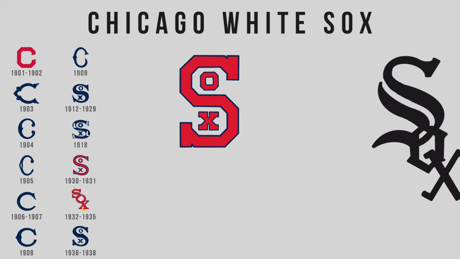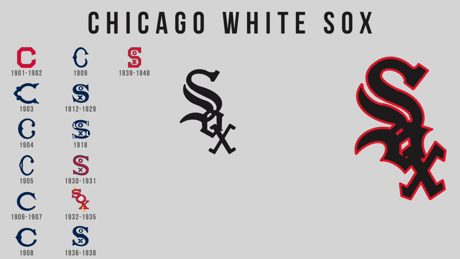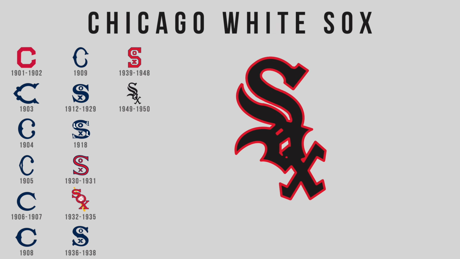A decade later, in 1949, we see the team return to the diagonal design, this time in an Old English style font, the black SOX design diverging from the previous color schemes. This familiar looking logo would set the foundations for what we know today. In 1951, that black text was given a red outline.